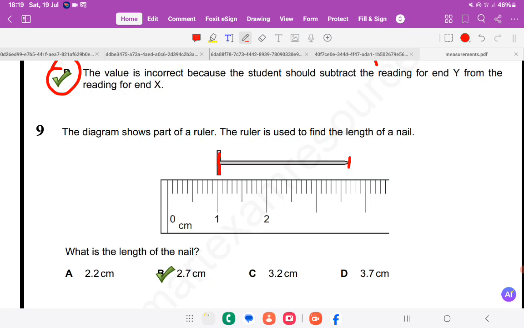So the reading here, if this is 1, 2, then this must be 3, and this must be 3.5, and this is 4. So this must be 3.7. So we have 3.7 over there, and then we have 1 here. So the length, therefore, is 3.7 subtract 1, which is 2.7. The answer is B.